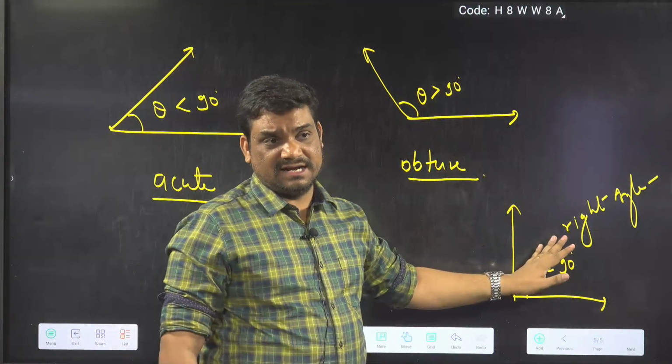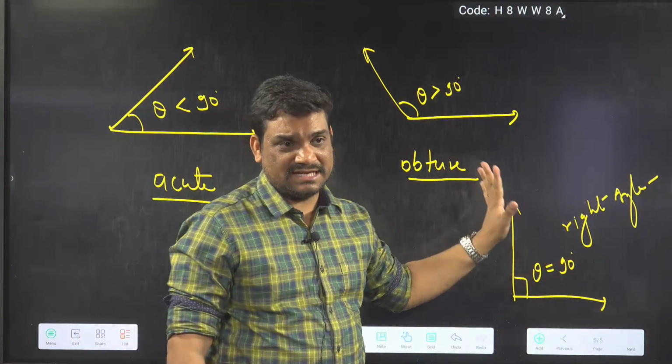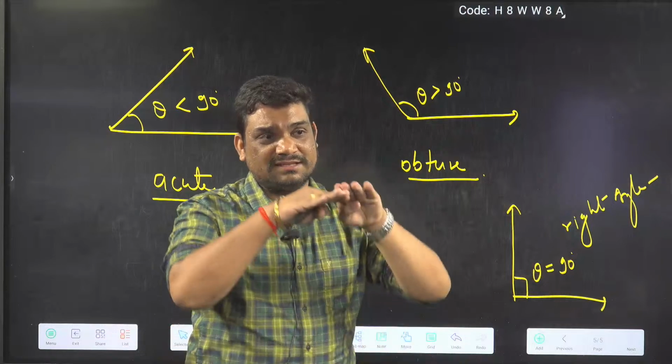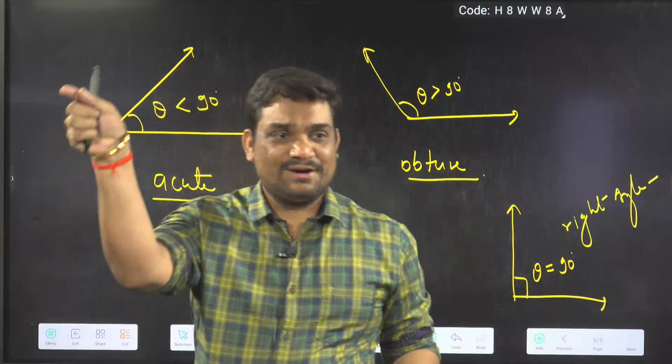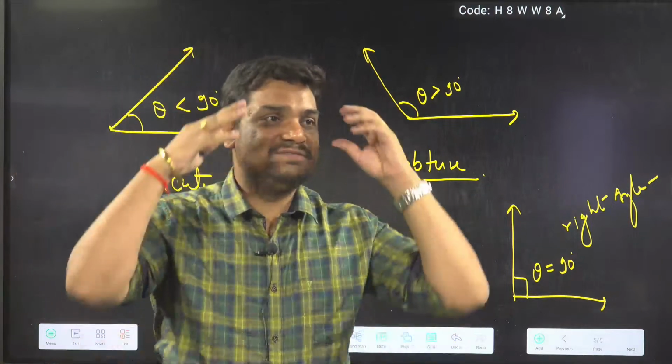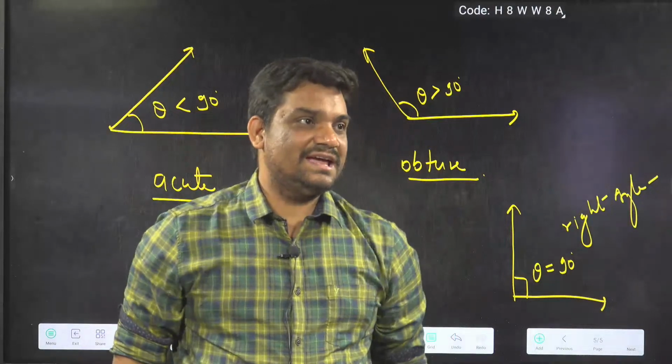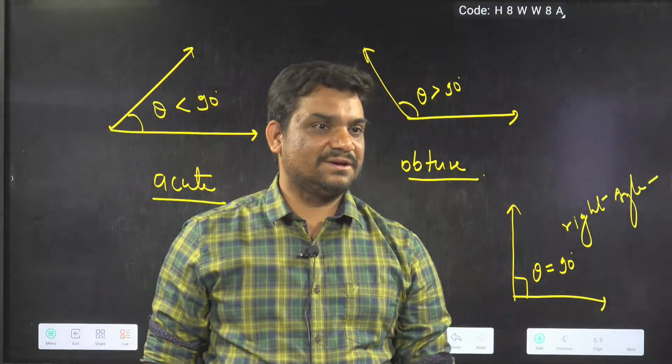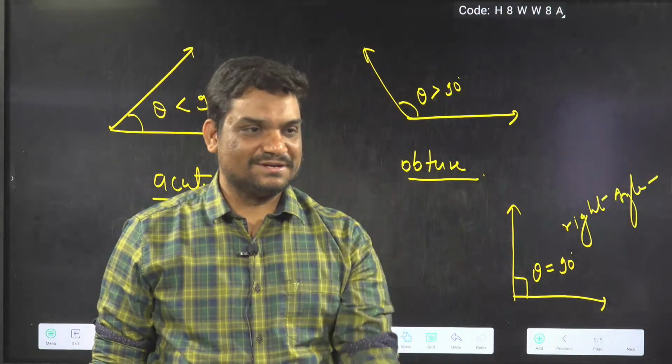And 90 is the right angle. As of now, you have to know just this one, okay? I'm not saying the straight angle, not saying the total angle, not giving you so many other definitions. When the time comes, slowly I will say what the complementary and supplementary angles are.